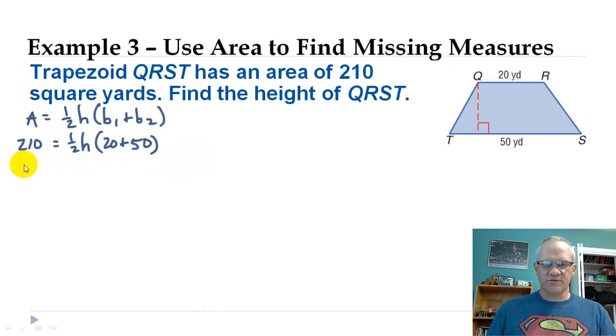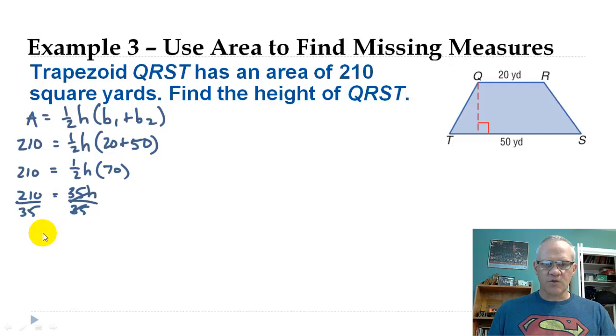Okay, so let's start working this out. We got 210 equals 1/2 times height times 70. What I'm going to do here is remember the commutative property of multiplication means you can multiply stuff in any order you want to. So I'm going to do 1/2 times 70 first, which is, what's 1/2 of 70? 35. So really what I've got here is 35h. 35 times h, and then I can divide by 35.